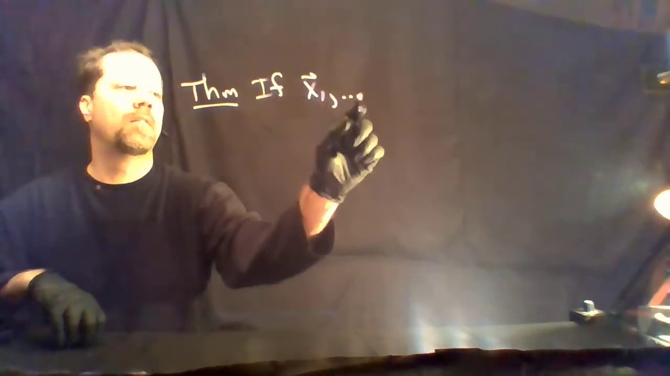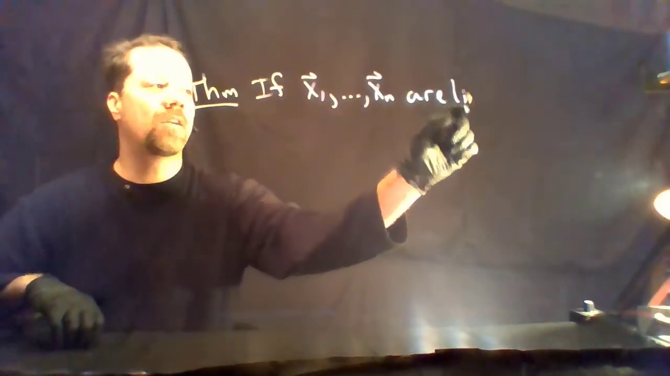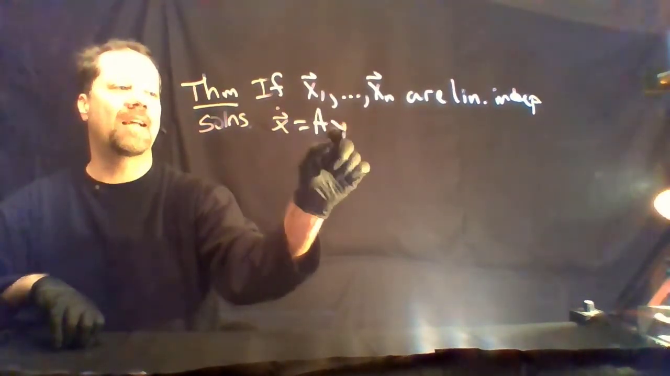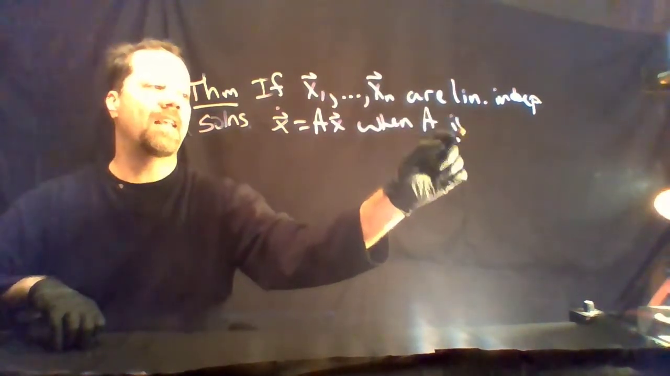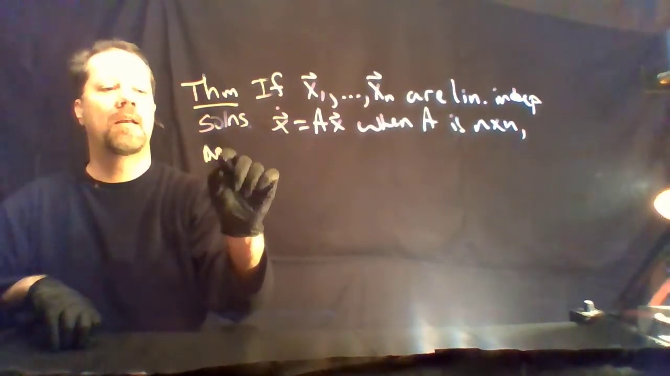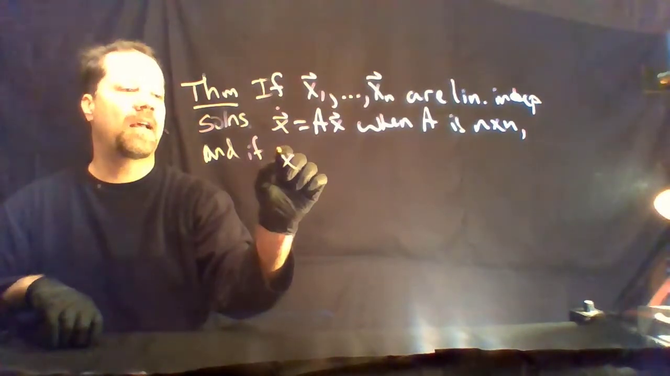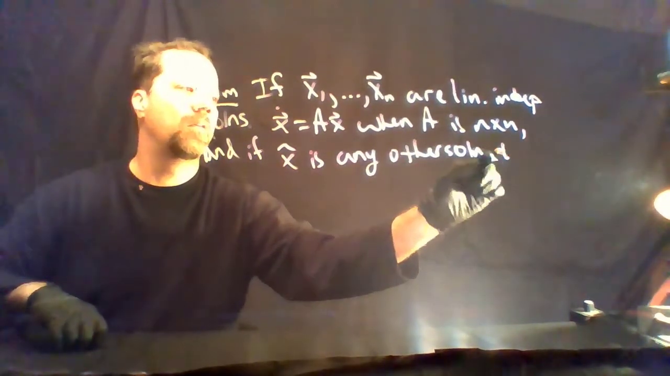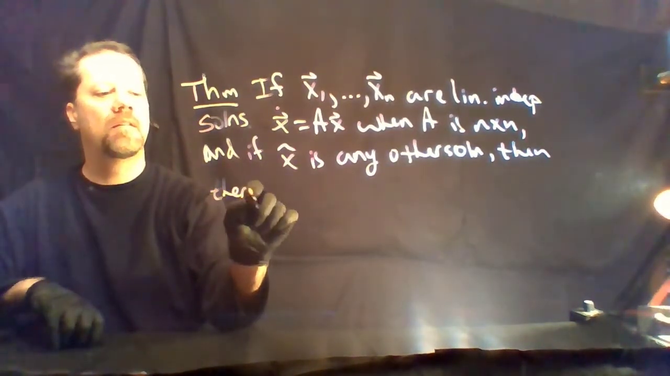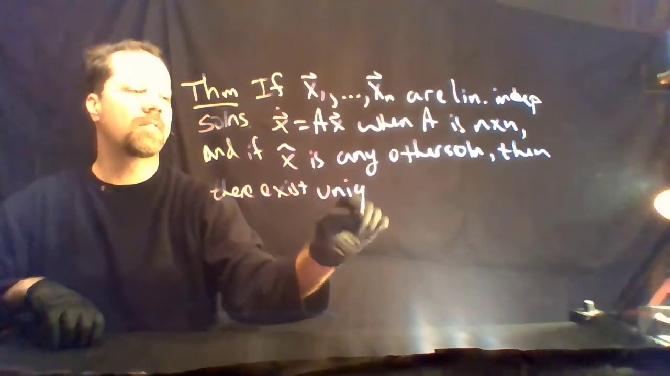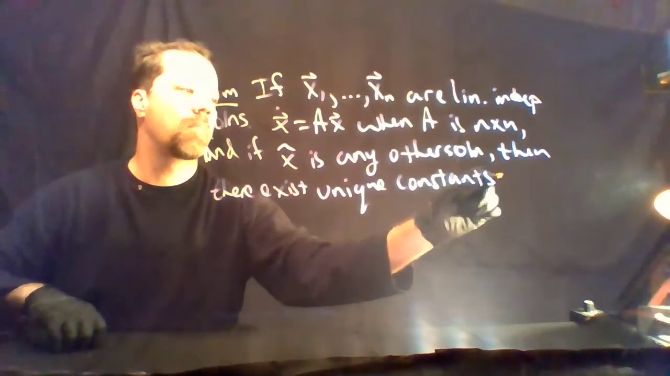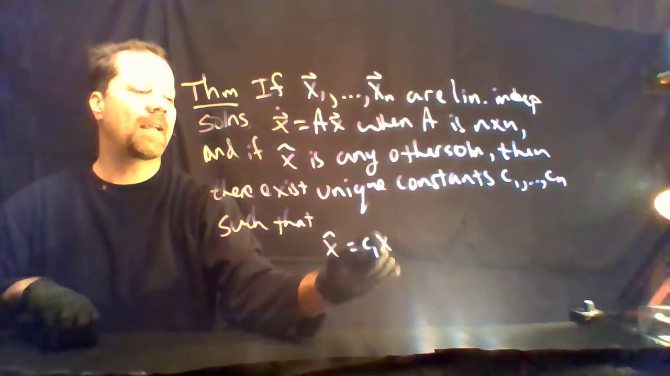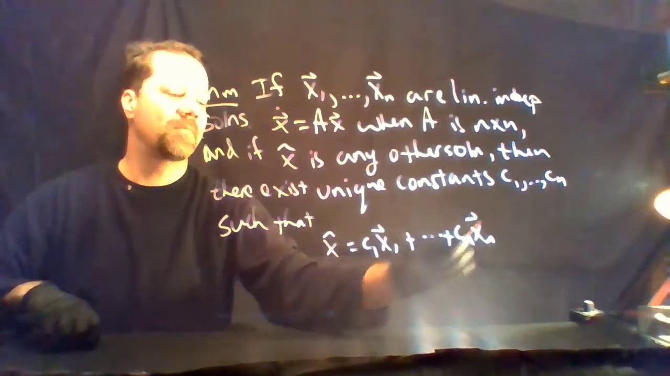If x1 through xn are linearly independent solutions to the differential equation x dot equals Ax, where A is n by n, and if x hat is any other solution, then there exist unique constants c1 through cn such that x hat is c1 x1 through cn xn added together.